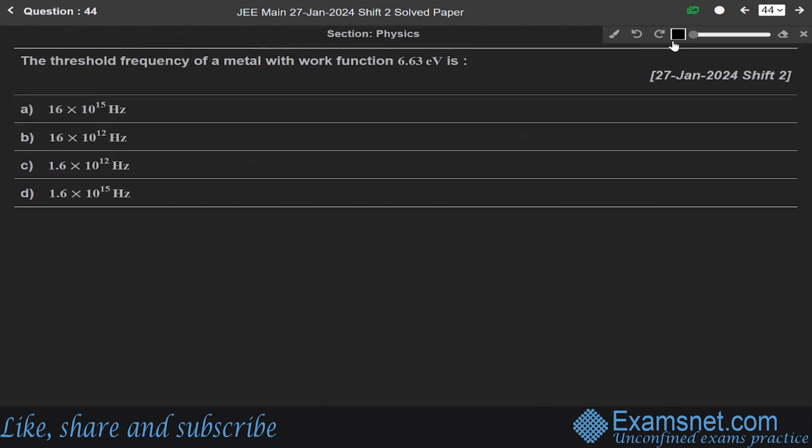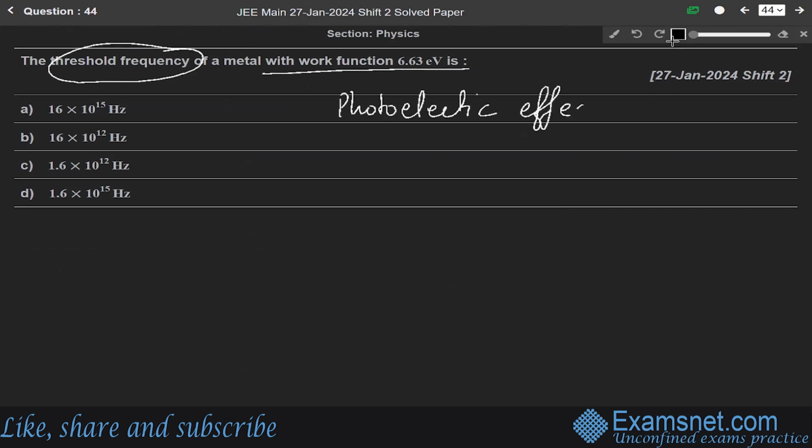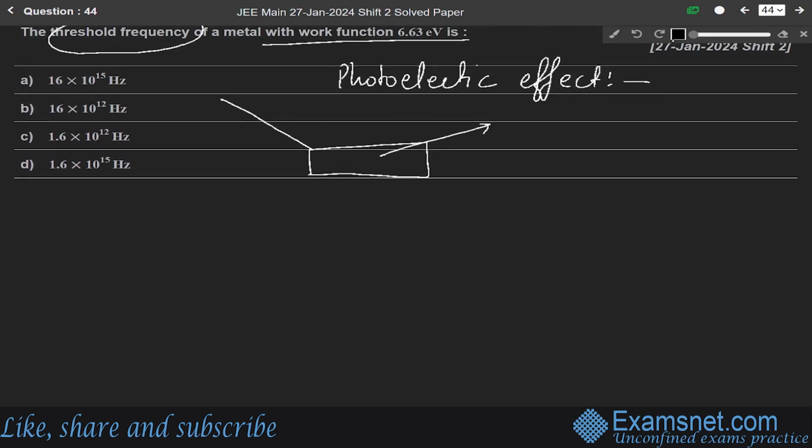Now next question, question number 44. The threshold frequency of a metal with work function 6.63 volt, we have to find the threshold frequency. Students, we know this from the equation of photoelectric effect. Photoelectric effect means whenever photons are incident on a metal surface, electrons are ejected from it. The equation for the photoelectric effect is the final kinetic energy, eV naught, equals h nu minus work function.